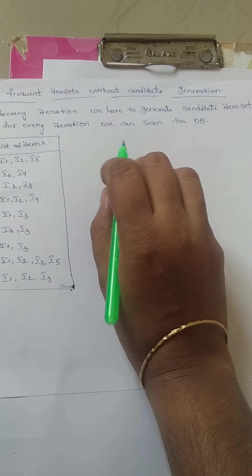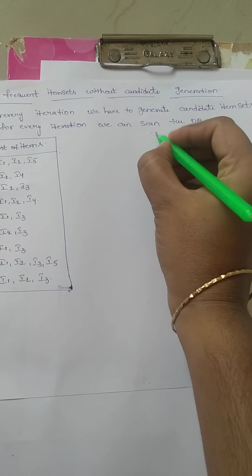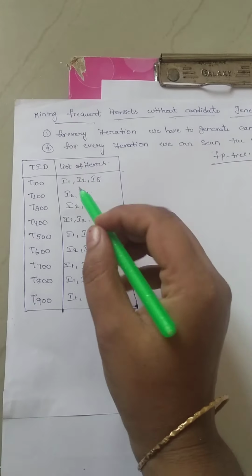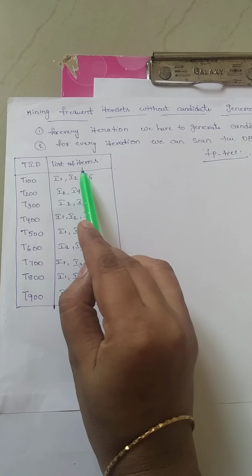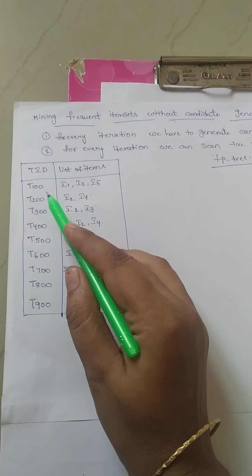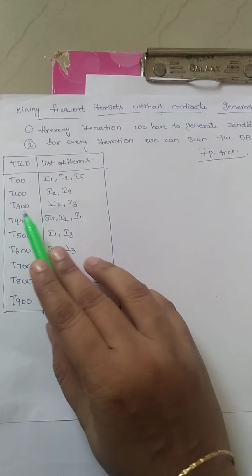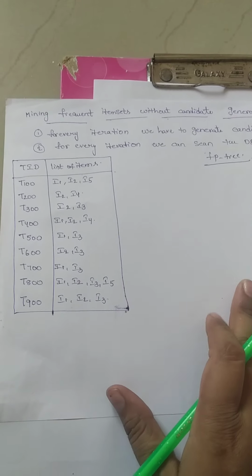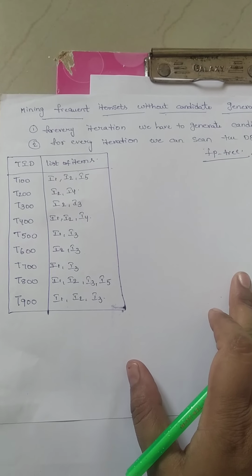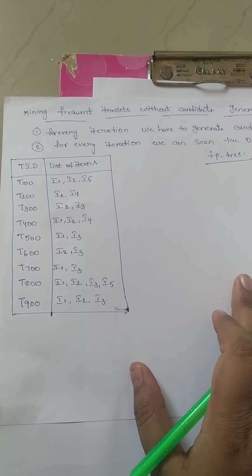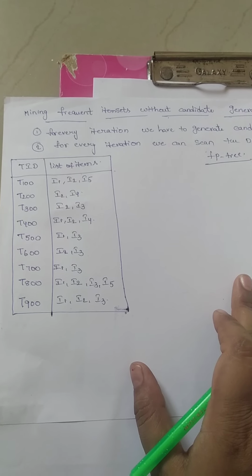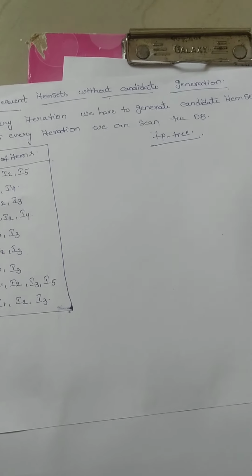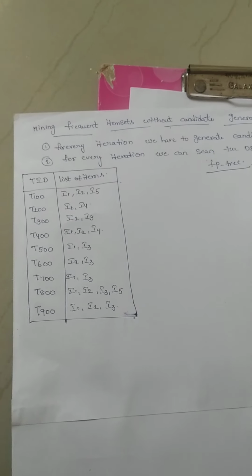In this method we construct the FP tree. We take the same example, that is, transaction IDs and list of items. In total there are 9 transactions, and each transaction has an associated list of items. First of all we have to note down what are the different items present in each and every transaction.